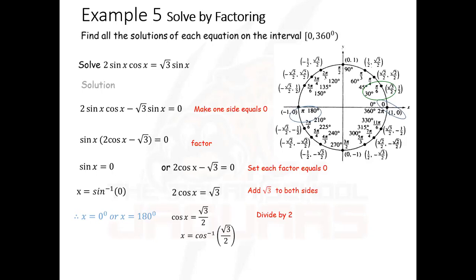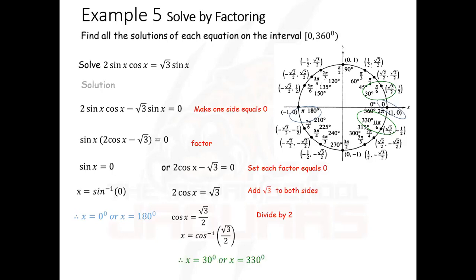Therefore, one of the values is pi over 6, one of the angles, but there is not the other one. If you keep on looking around the unit circle, you know that the cosine of theta is also positive in the fourth quadrant. So the angle 11 pi over 6 also has an x-coordinate that is positive square root of 3 over 2.